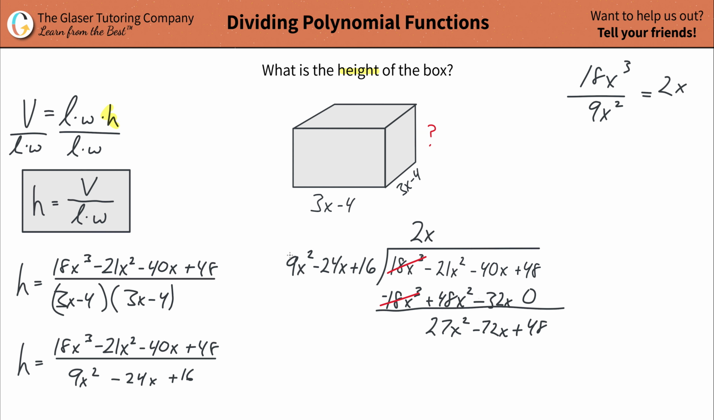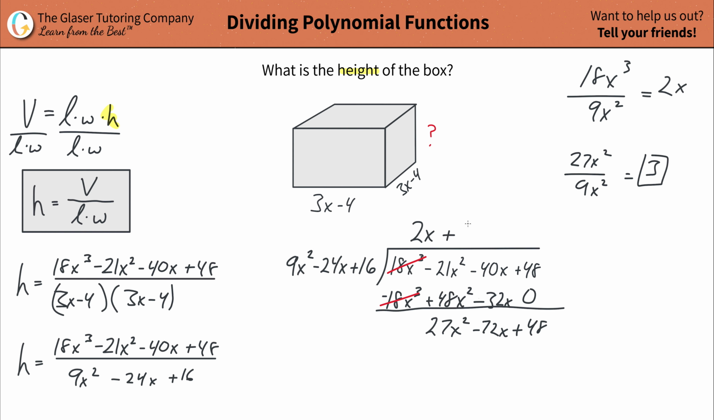Now what we're going to do is the process again. This is kind of like your new dividend. And you're going to look at your divisor, find the leading term, and see how many times that leading term fits into the leading term of the dividend. So now you're going to take 27x squared divided by 9x squared. Same process, 27 divided by 9 is going to be 3. x squared divided by x squared is just 1. So the value here is positive 3.